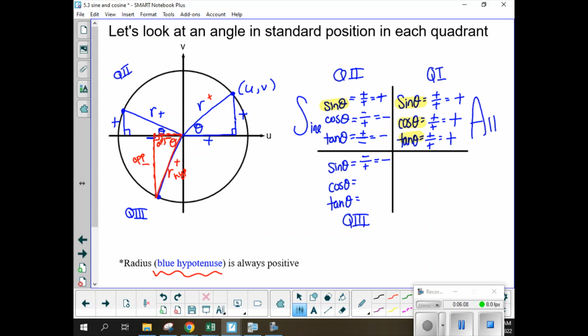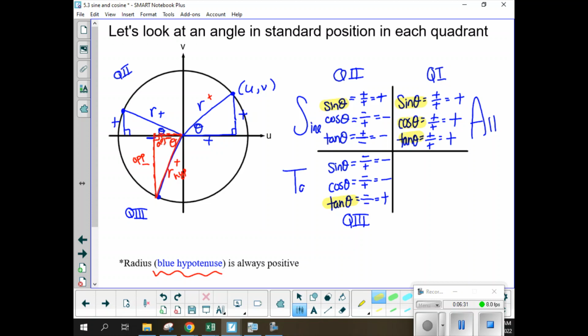Cosine, let's see, adjacent over hypotenuse, negative over a positive, also a negative. Not surprising, right? We've got 2 negative directions there. Tangent, though, watch what happens here. When you do opposite over adjacent, a negative over a negative, that result would be a positive. So in quadrant 3, only tangent is positive.